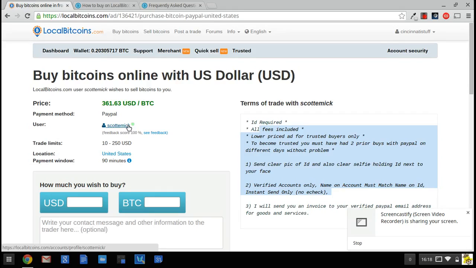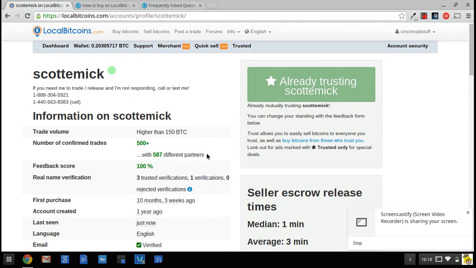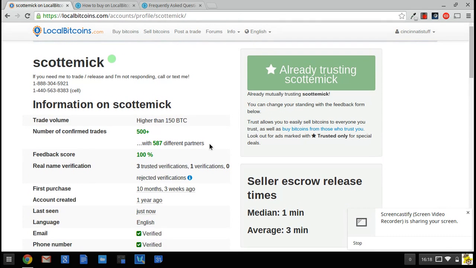So then I want to click on the trader's name, whatever their name is, and I want to read their feedback. Now, first of all, 500 trades. That's a great number. Typically, anyone with 100 trades or more, with 100 people or more, are going to be people you can trust. You don't want to trust anyone that has 30 trades or 70 trades or less than 100 trade partners.